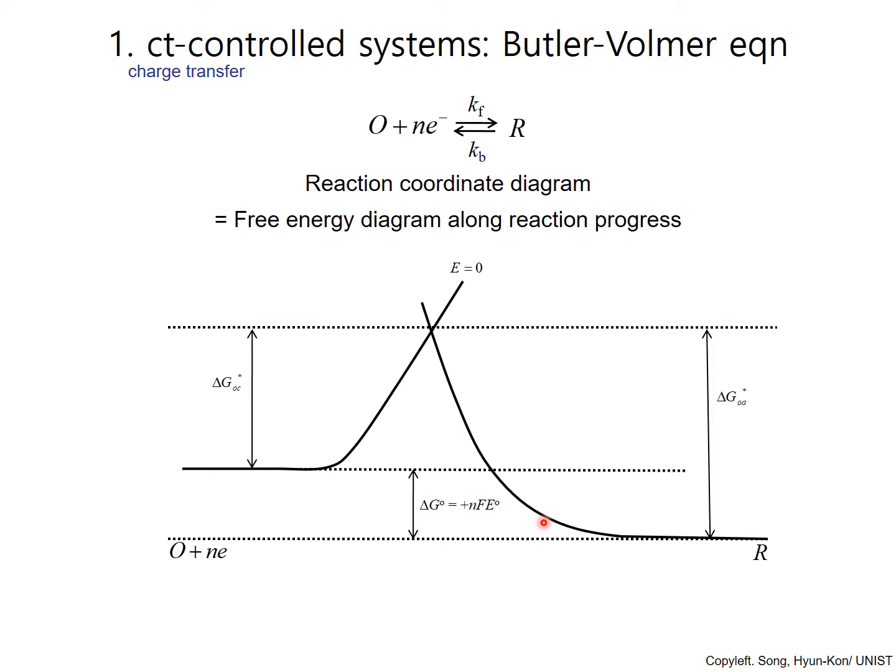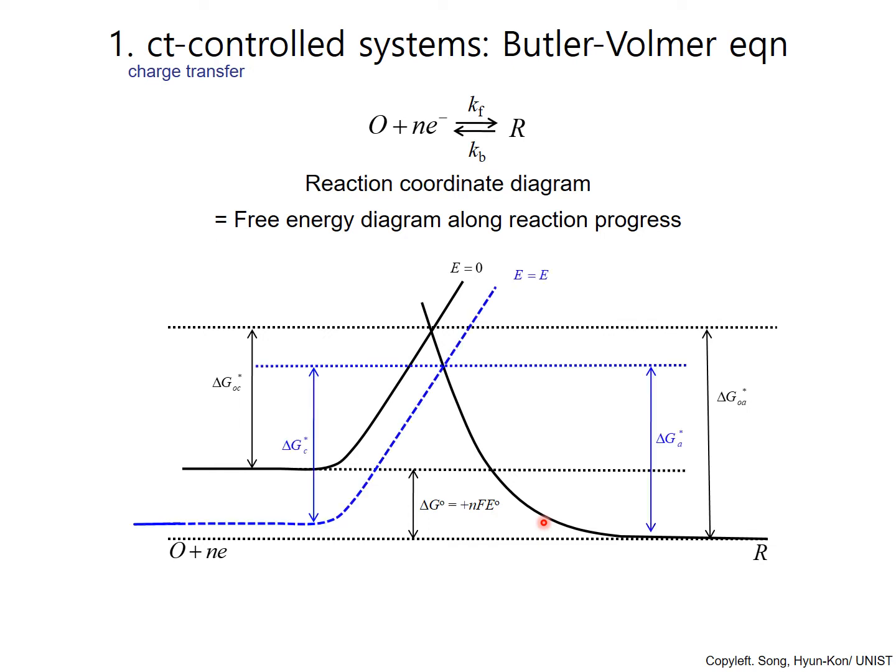Then let me apply a potential into the system. The potential value is here indicated by E. So an applied potential, E, is applied into the system. Then something changes.